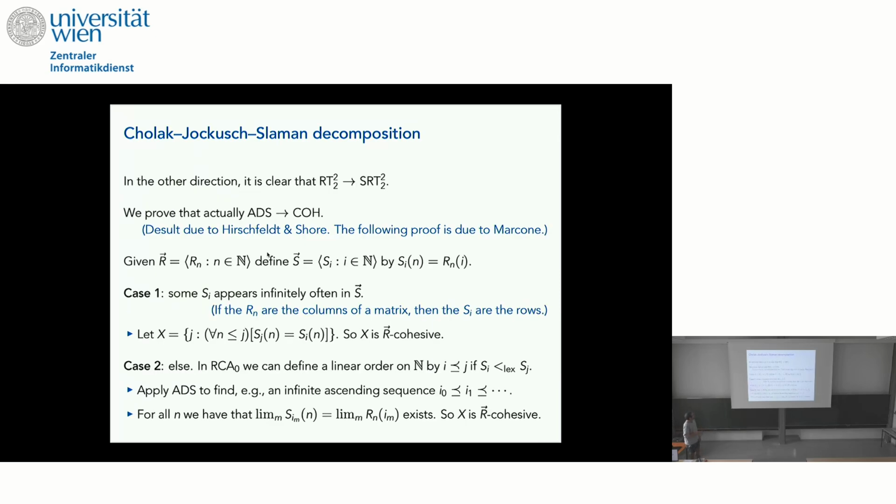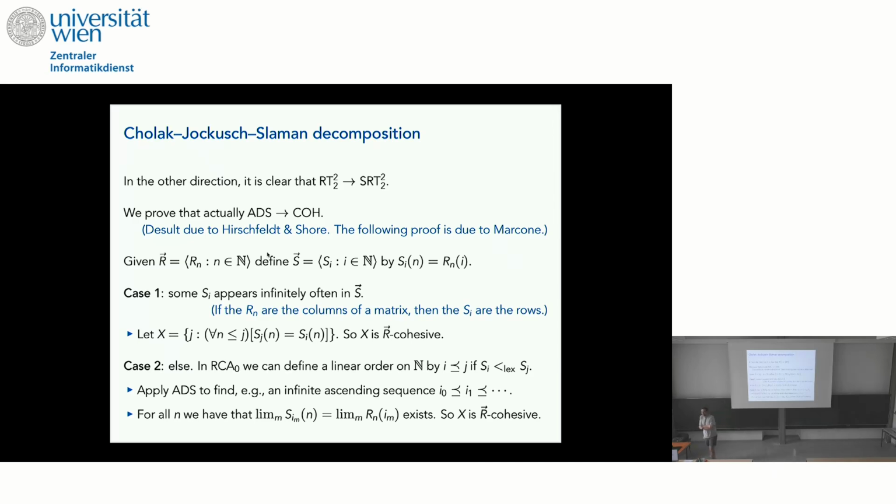All right. In the other direction, okay, so let me go through this. RT22 implies SRT22. That one we're okay with. So we have to prove RT22 implies SRT co, right? RT22 implies co. Okay, so instead let's prove ADS implies co, because it's a better theorem, and it actually is a better proof. So the actual proof that ADS implies co is a result due to Hirschfeld and Short.